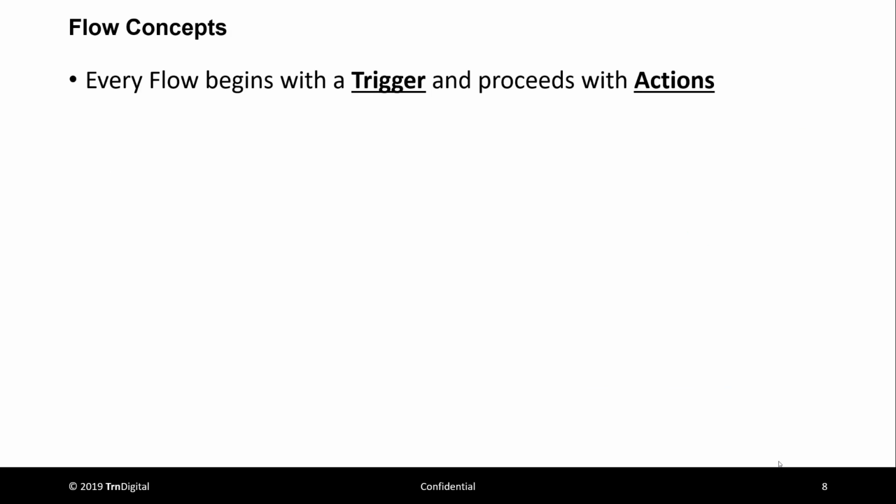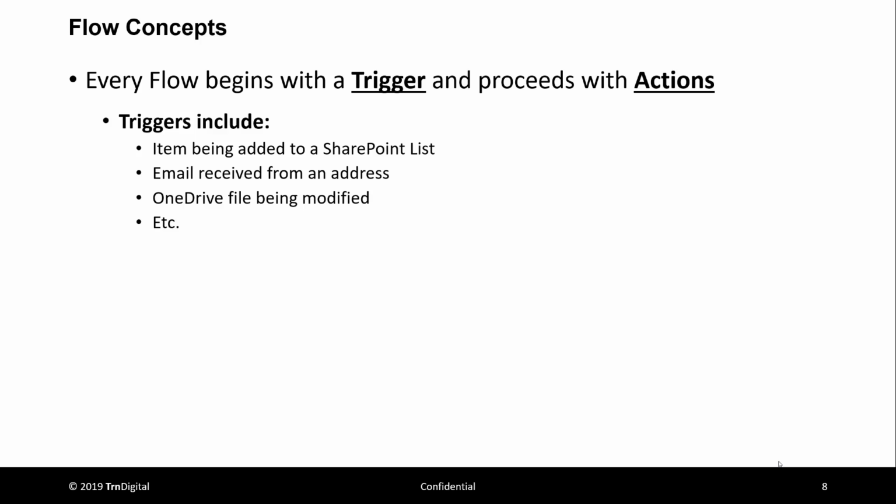So before we dive into the demos, I want to go over a few concepts with Microsoft Flow. Every single flow begins with a trigger, and then it proceeds with a set of actions. Triggers could be things like an item being uploaded to a SharePoint list, or an email received from a specific email address. It could be a OneDrive file being modified.